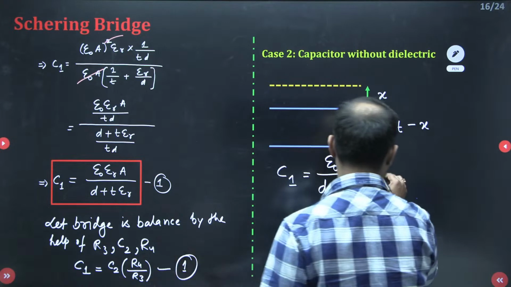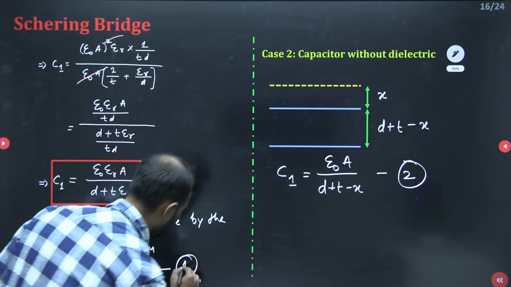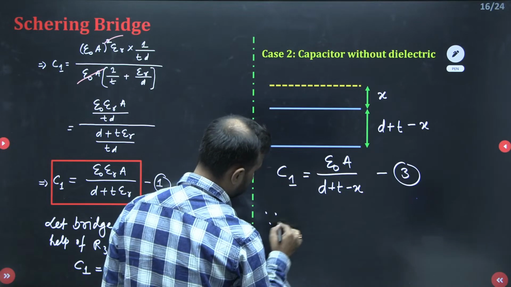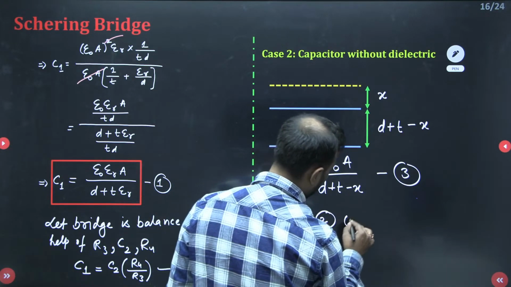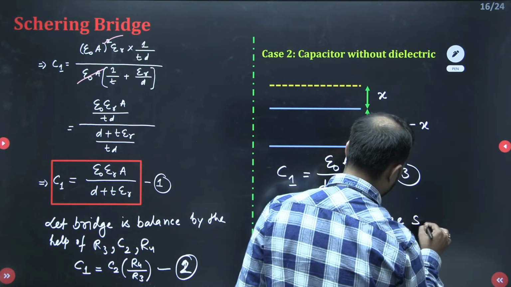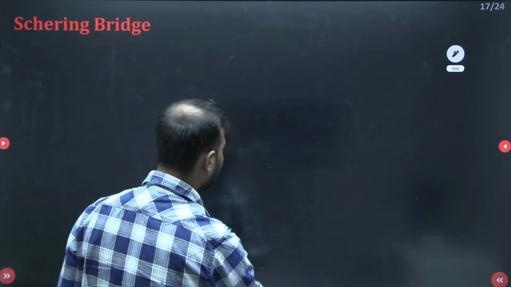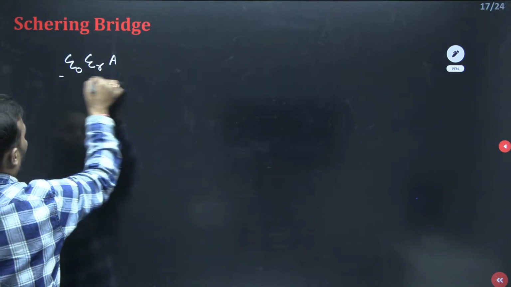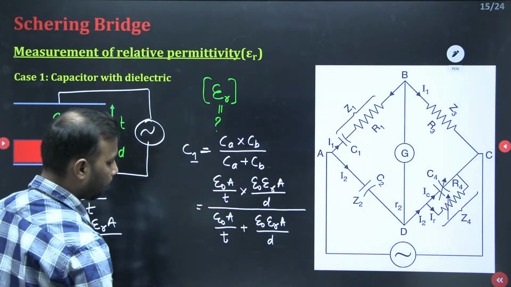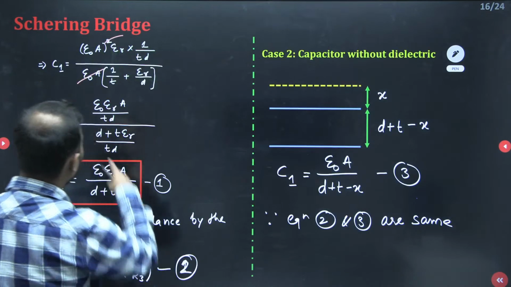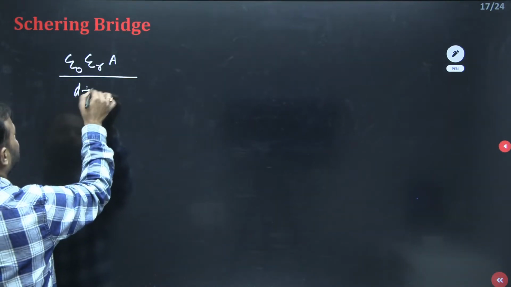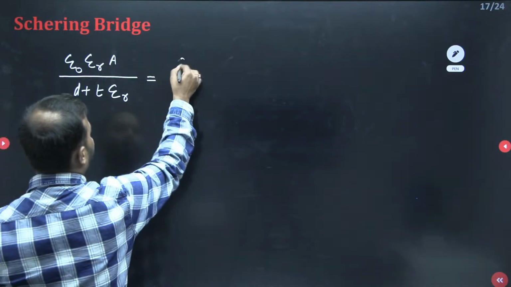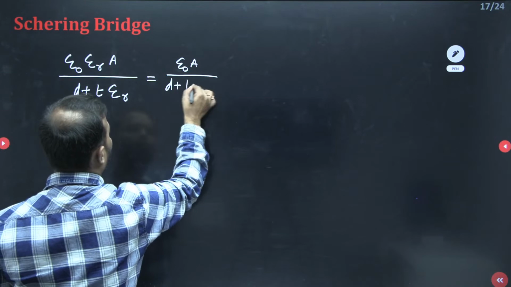Now since these two are equal, sorry, let me write this as 2 and this is 3. Now since equations 2 and 3 are same, I can write epsilon naught epsilon r A whole divided by d plus t epsilon r. This is equal to epsilon naught A upon d plus t minus x.